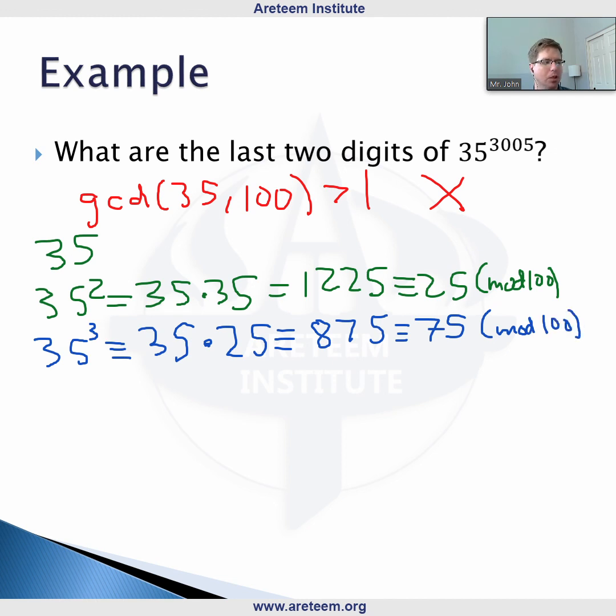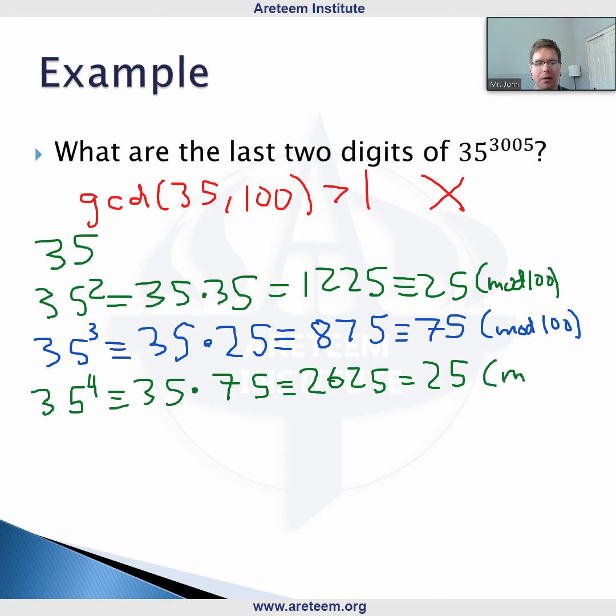Now, I'm going to color code this as a little bit of a hint, but let's do one more line here. So what is 35 to the 4th power in this case? Following the same pattern, this is 35 times 35 cubed. So that is 75. It's equivalent to that mod 100 in this case. So this is equal to 2625. But again, we only care about the last two digits, which are 25 mod 100.